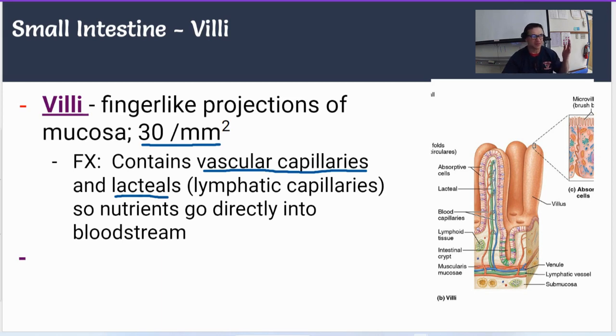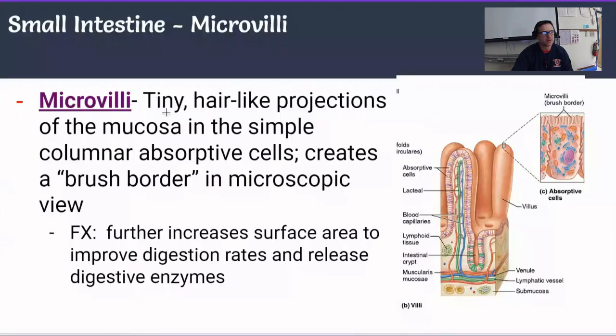And I'm going to guess the next one's going to be microvilli. Let's see. And I was right. Microvilli, tiny hair-like projections on the mucosa.